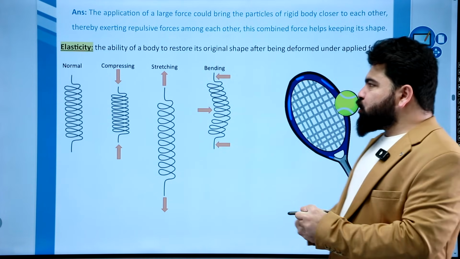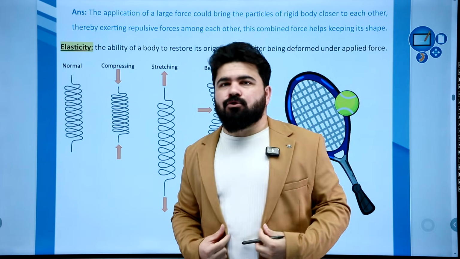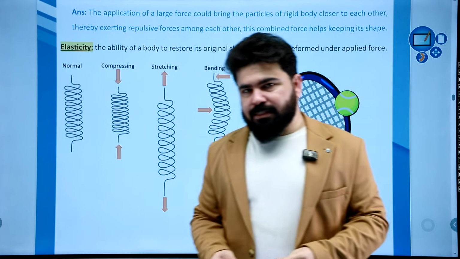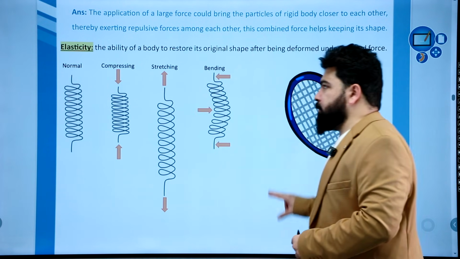But what if you stretch the spring too much? Of course, this is going to exceed the limits of elasticity of this spring, and it's not going to be able to go back to its original shape. Be careful.